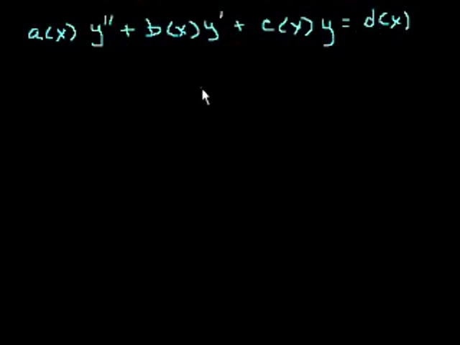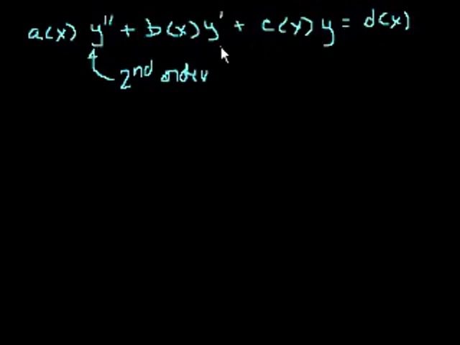Just to review our terminology, this is second order because the highest derivative here is the second derivative. And what makes it linear? Well, all of the coefficients, and I want to be careful with the term coefficients because traditionally we view coefficients as always being constants, but here we have functions of x as coefficients. So in order for this to be a linear differential equation, a of x, b of x, c of x, and d of x, they all have to be functions only of x, as I've drawn it here.